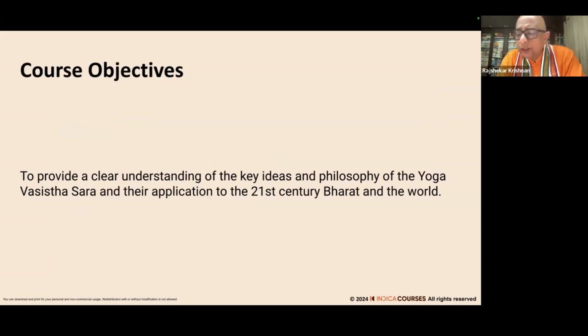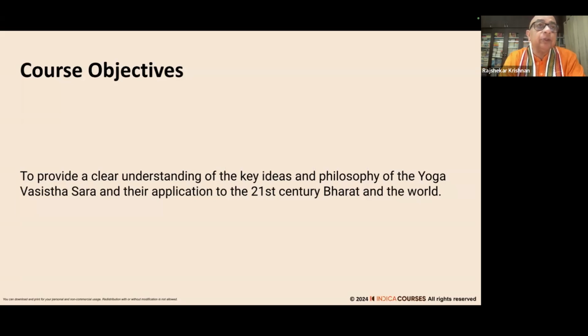So the objectives of this course are to provide a very clear understanding of the key ideas in philosophy. Underlined is key ideas, because we obviously are not going to be going through the 32,000 verses. And more importantly, their application to the 21st century Bharat and the world. Because there has been this constant need, at least for the past few years, for Bharatiyata to be experienced more by the intelligentsia. There is a certain amount of Bharatiyata that you find in the rural areas, but that is one variety which could be upgraded.